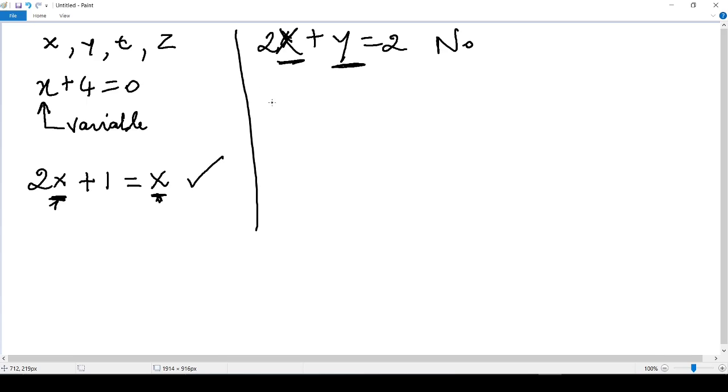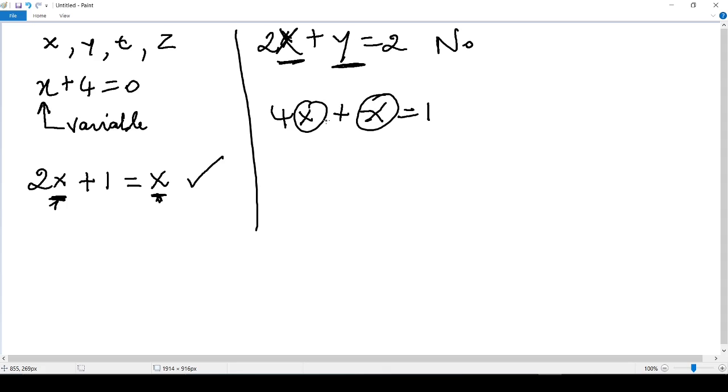So what about 4x plus x equal to 1? The answer is yes. We have one variable, x. Even though it is repeated, it's still our x. So we can have the same variable repeated many times in the equation, and it is still an equation in one variable. Good.